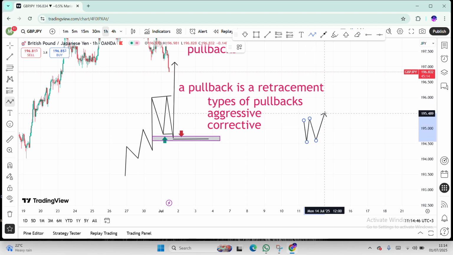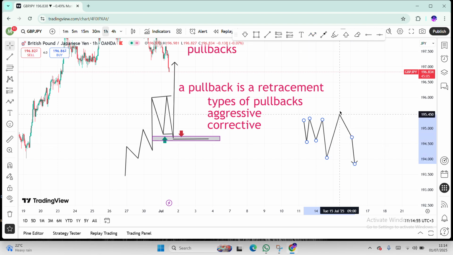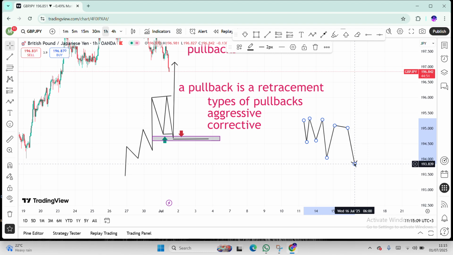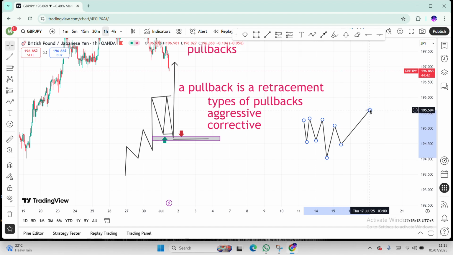Let's say this was your trade. Yeah, you are probably here on a buy. So I'm just trying to correct the structure here. Yeah, I had drawn it wrongly.